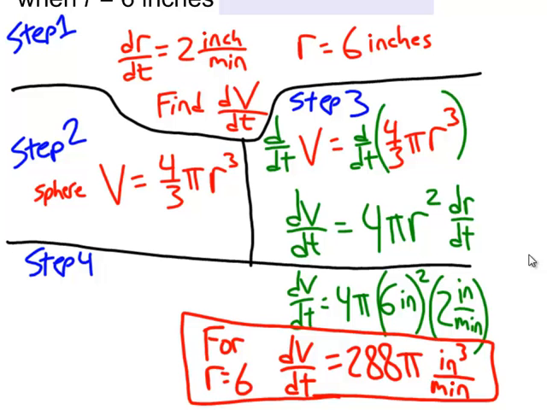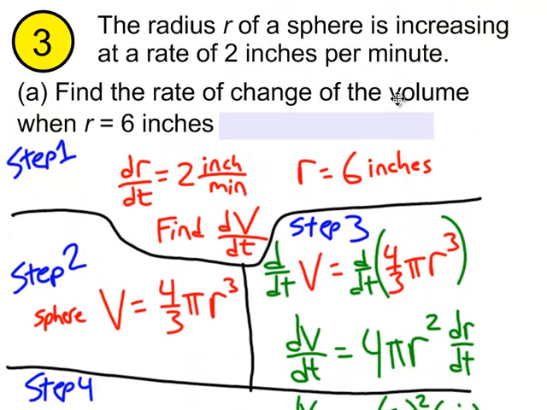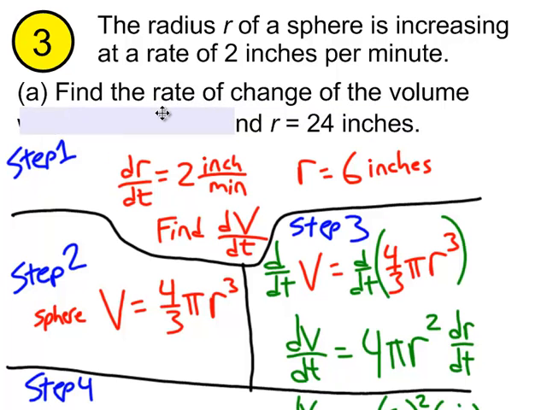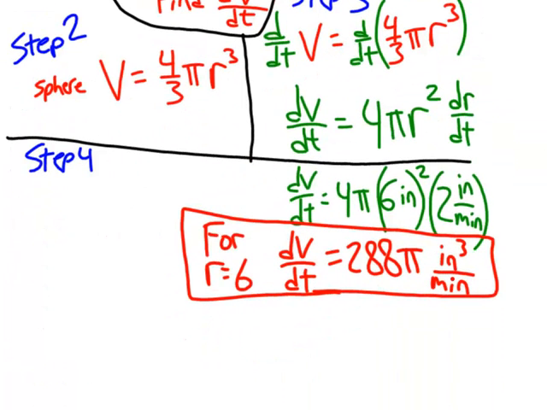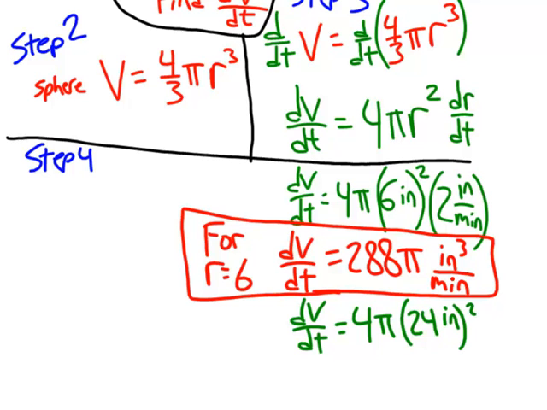That's how fast the volume is changing when r equals 6. Now remember, we are also asked to find the rate when r equals 24. Remember that? If I go back up here and I remove this box, we had r equals 24. The good news is we've done most of the work. So we don't have to do all this over again. We're just going to go to that final equation and plug in a 24 instead. So dv over dt in that case is going to equal 4 pi times 24 inches squared. dr over dt is still the same. That was constant.